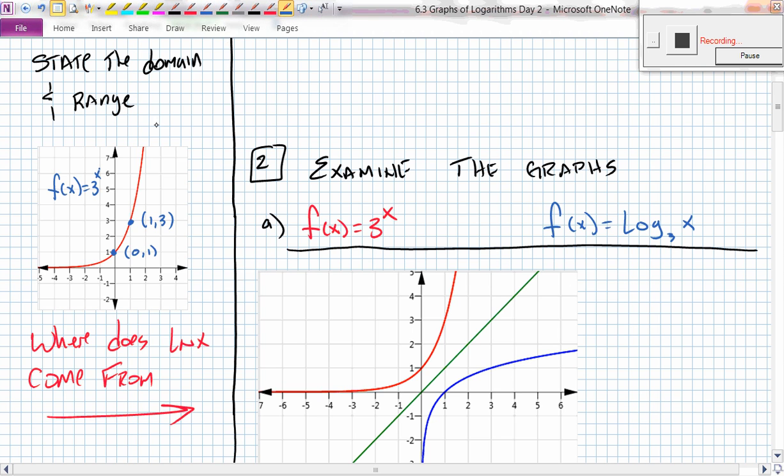What's the domain of this function? Yeah, the domain is all real numbers, correct? What's the range of this function? Y such that y is greater than 0, because there is a horizontal asymptote right down there at y equals 0, right? So you want everything above that.